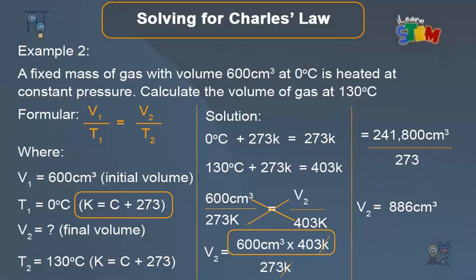Therefore final volume is 886 centimeters cubed. Note that this figure was approximated. Also have in mind that we convert Celsius to Kelvin because gas laws require absolute temperature for accurate calculations. We convert to Kelvin whenever we are given a value in degrees Celsius.